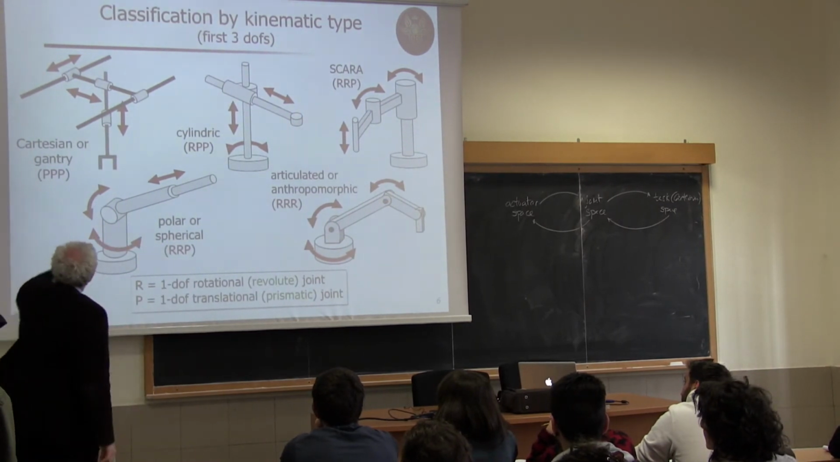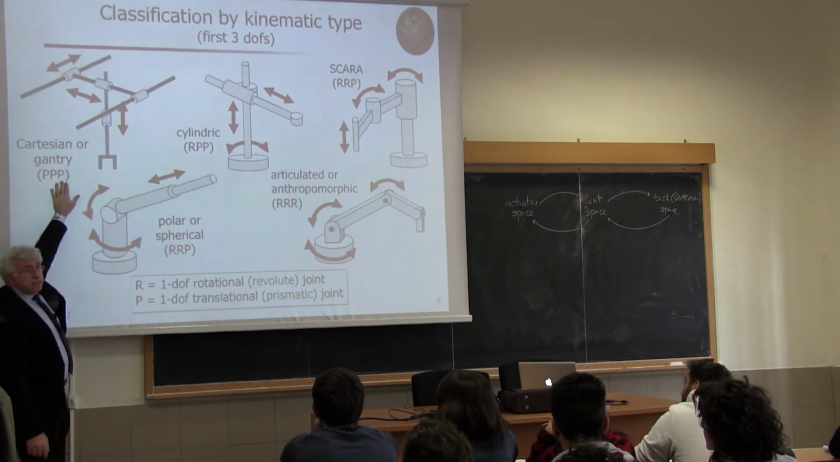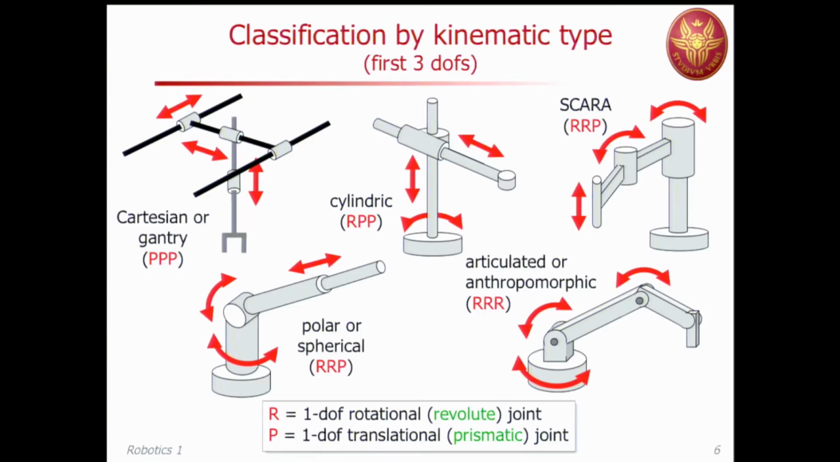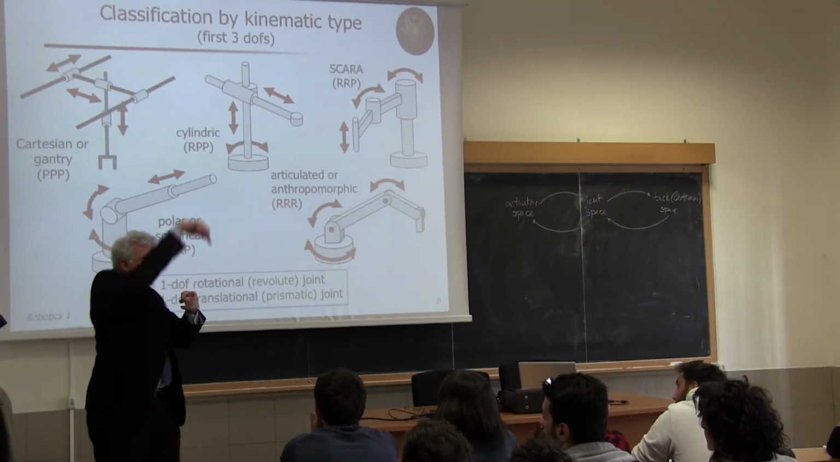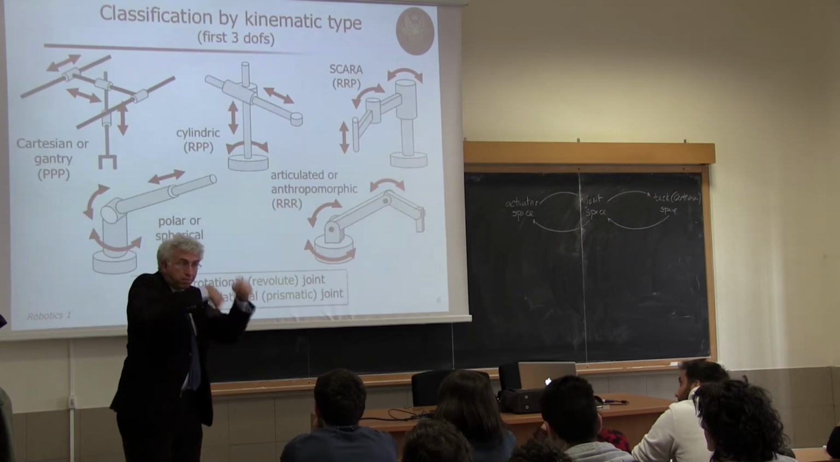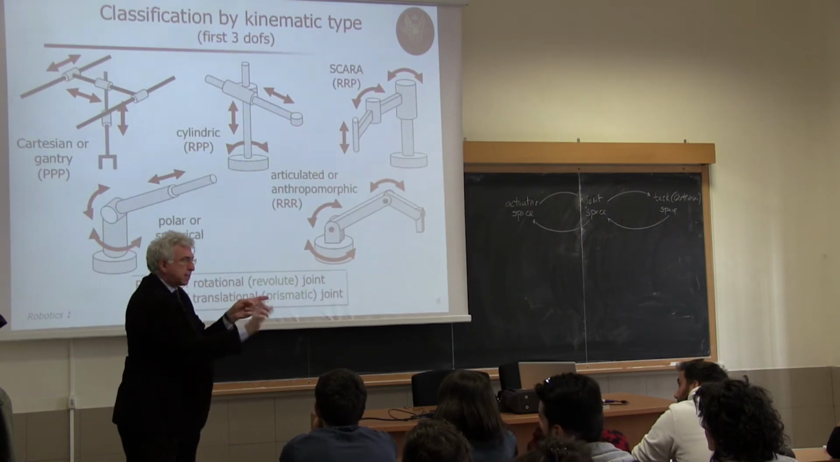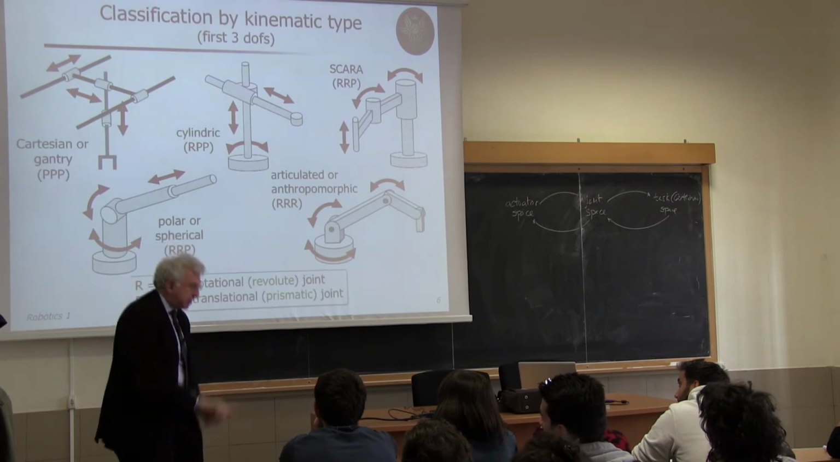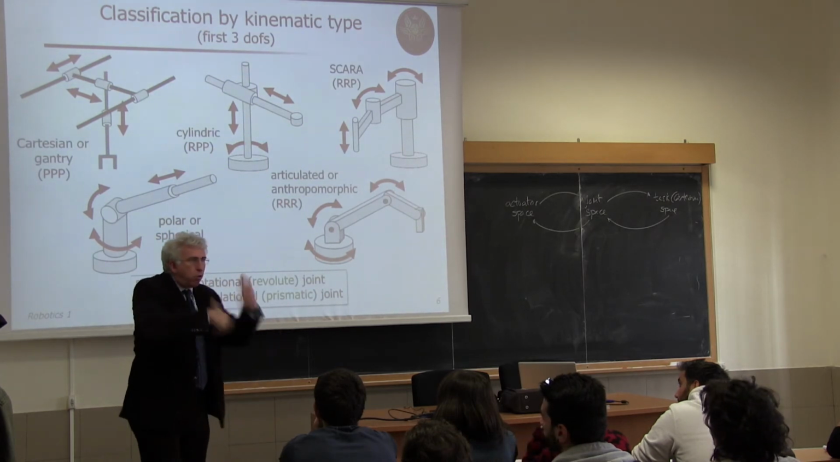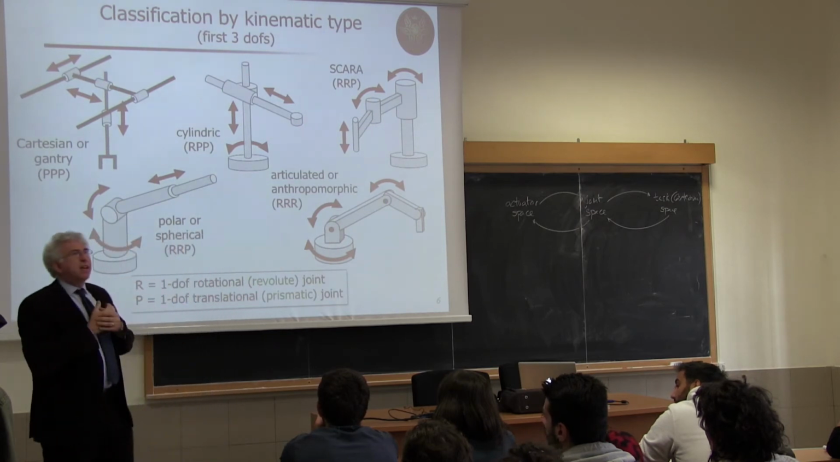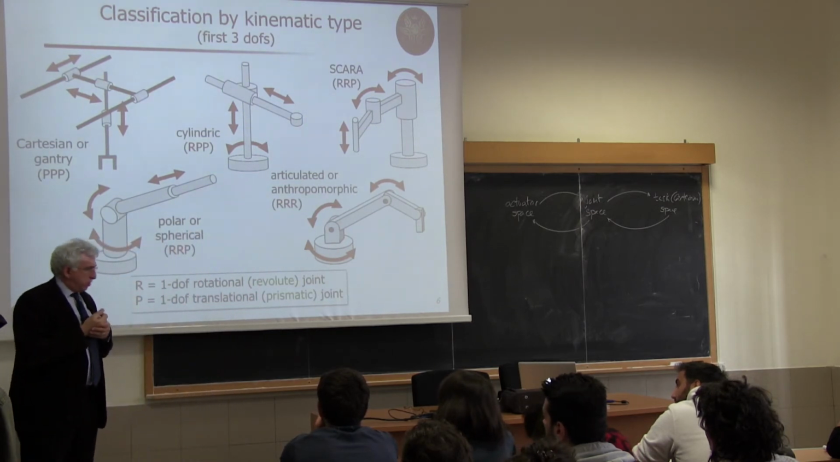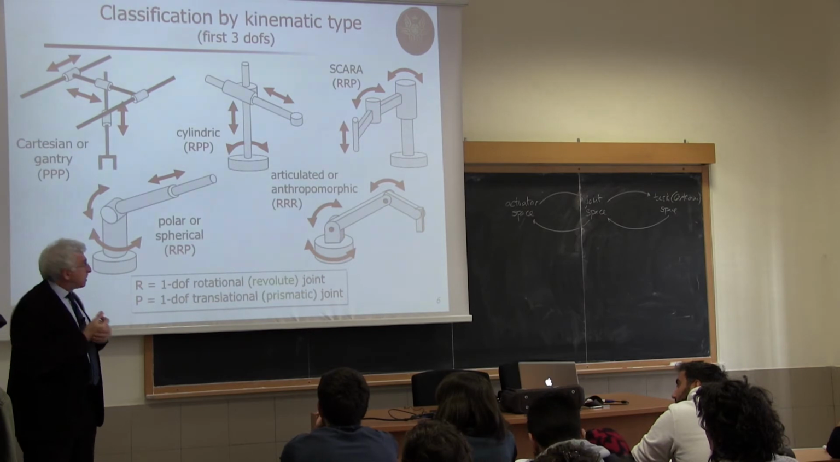For instance, here we have the gantry type or Cartesian. They are prismatic, prismatic, prismatic. And typically these 3 joints are all orthogonal. One is like this, one is like this, and one goes like this. Or a combination, first this, then this, then this. Or first this, then this, and then this, and so on. They are all possible combinations, just permutations of the 3 Cartesian coordinates.